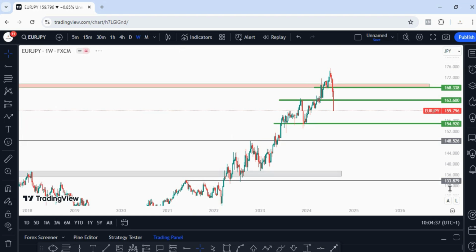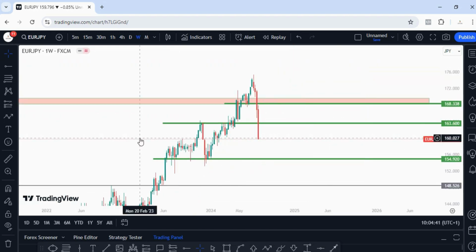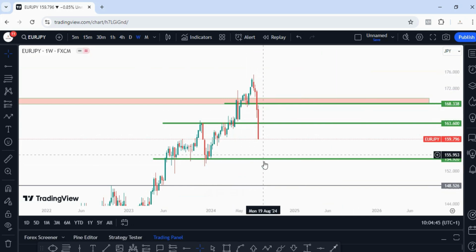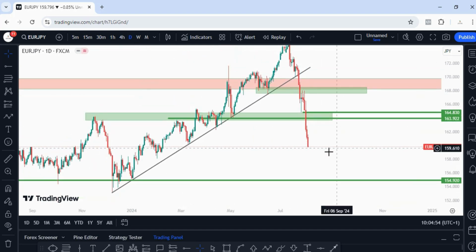I'm not seeing price is just going to go all the way to that target. So along the way, we are going to be taking profits. So on the weekly time frame, this is my target, 154.920, and I think price will definitely come into that area. So if I go to the daily time frame, woof, too impulsive, right?